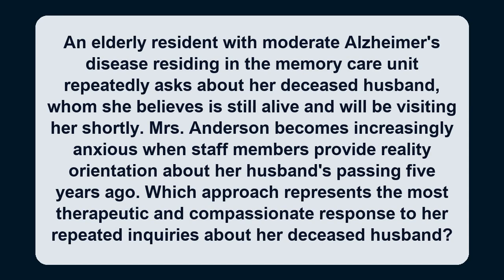Question 3. An elderly resident with moderate Alzheimer's disease residing in the memory care unit repeatedly asks about her deceased husband, whom she believes is still alive and will be visiting her shortly. Mrs. Anderson becomes increasingly anxious when staff members provide reality orientation about her husband's passing 5 years ago. Which approach represents the most therapeutic and compassionate response to her repeated inquiries about her deceased husband?